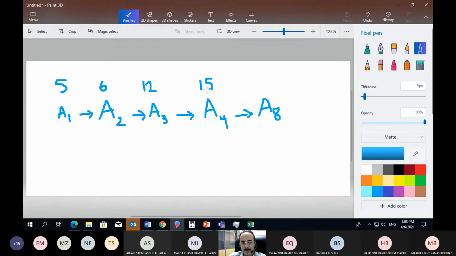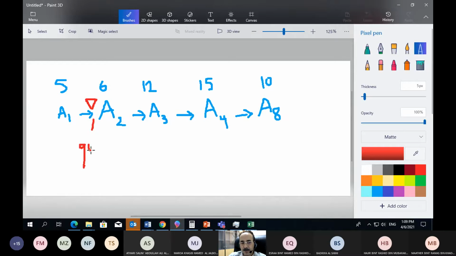The bottleneck, 15 and 10. So what did we say? If the step before the one we're looking at has a smaller processing time, then there will be a queue. Meaning, when I go from A1 to A2, it takes only 5 minutes in A1, but it takes 6 minutes in A2. Okay, A1 is faster. So therefore, will there be a queue? Yes, there will be a queue.